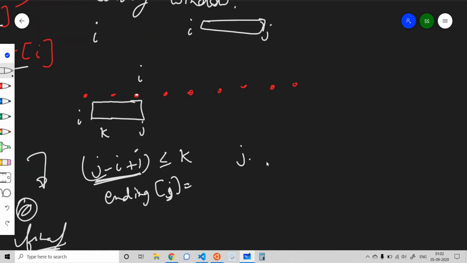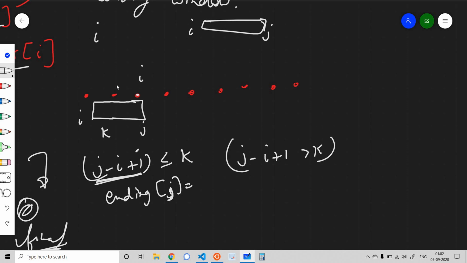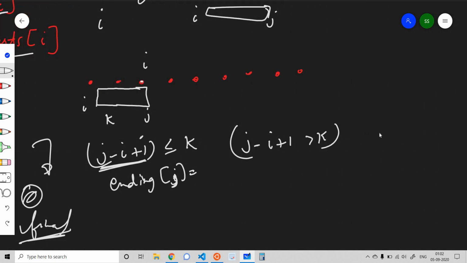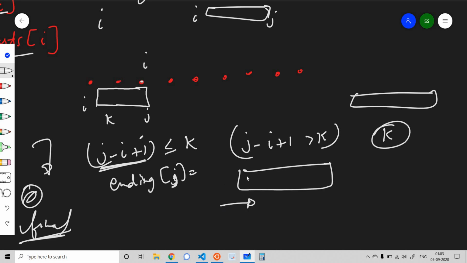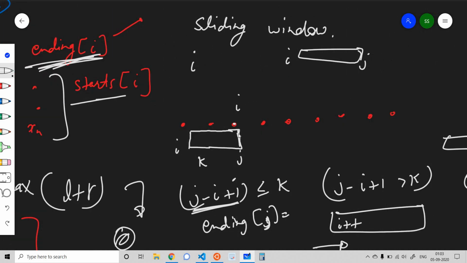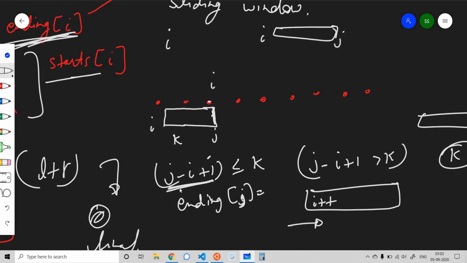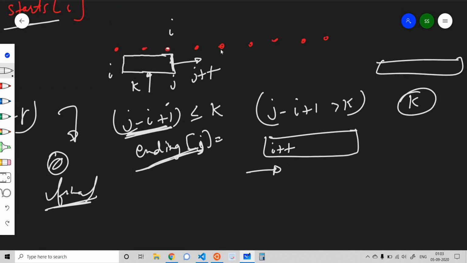If I see that the window size is greater than k, it means I cannot have this window as the answer for my ending I, as this interval size is greater than k, but we are only allowed to have an interval of size k. So in this case I would be shrinking my window from left to right, doing I plus plus, and at this point I'm not updating the value of ending j, because I'm only updating the value of ending at the jth index, not at the ith. And if the length of this window is less than or equal to k, I will update my ending j, and then I expand my window to the right, that is, I would be doing j plus plus, and I will keep on doing this for all these points.